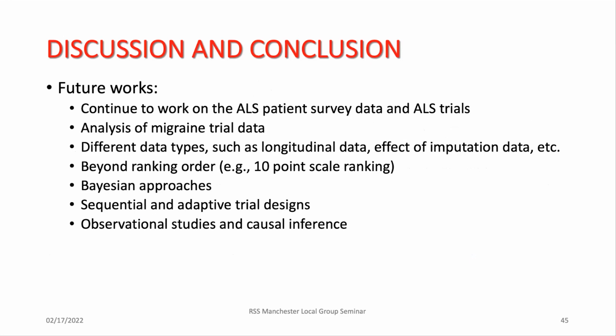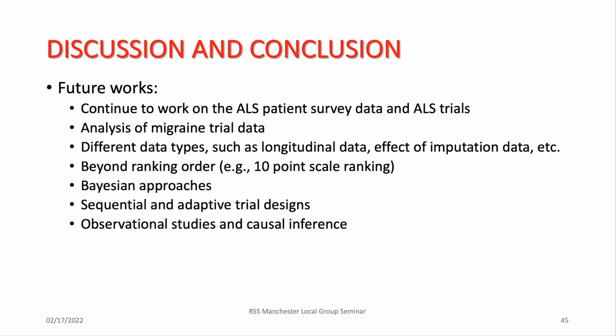For future work, we will continue on the ALS survey data and ALS trials. We're also doing a quality of life survey study, and reproducibility and longitudinal change in the second wave of the survey. We have asked for data from the migraine trial and will see if additional ranking helps. We also want to work with different types of data, like longitudinal data, and understand the imputation effect on this kind of analysis.